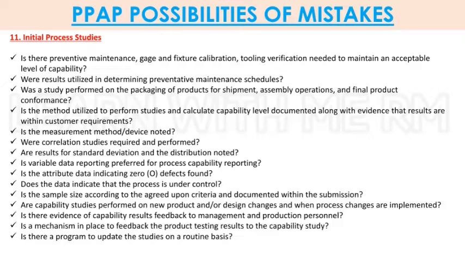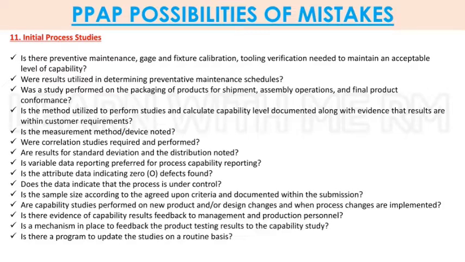11. Initial process studies. Is there preventive maintenance, gauge and fixture calibration, tooling verification needed to maintain an acceptable level of capability? Were results utilized in determining preventative maintenance schedules? Was a study performed on the packaging of products for shipment, assembly operations, and final product conformance? Is the method utilized to perform studies and calculate capability level documented along with evidence that results are within customer requirements? Is the measurement method device noted?